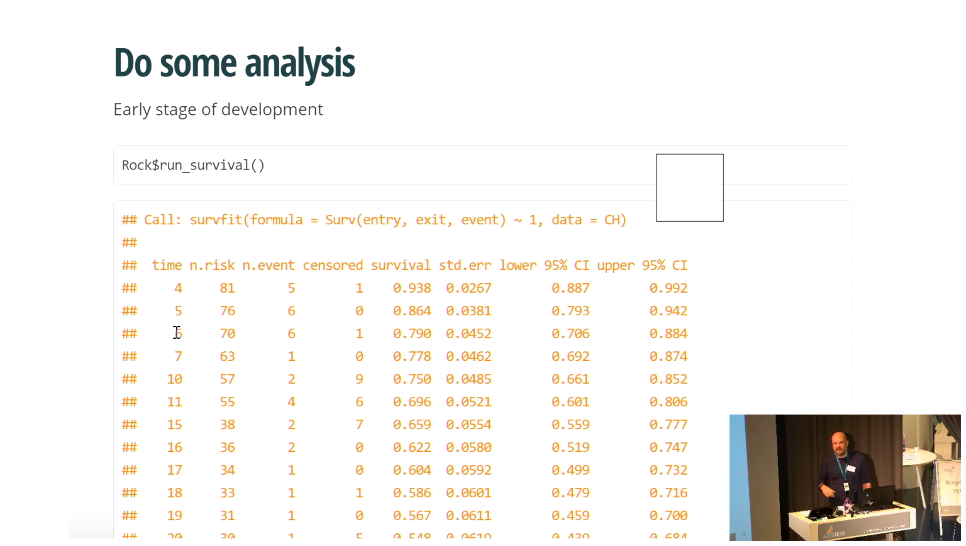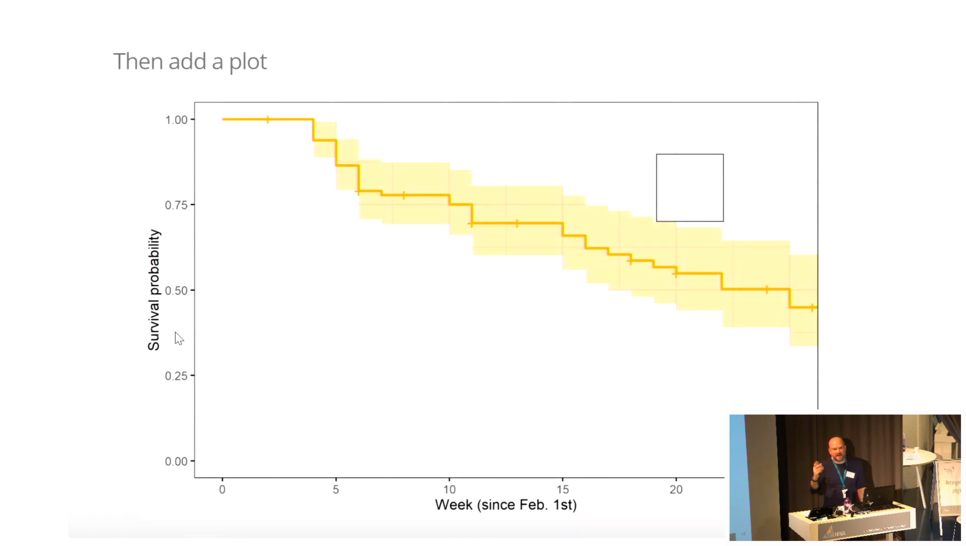Then you can do some analysis. So all within the same object, you can do some analysis. Okay? So here, because of occurrence data, it's often things like survival we might be interested in. We've got this function for running a survival model. This is still very much in development, but we can run a survival model and output the survival to you. And we can add a plot to that as well, if you want to.